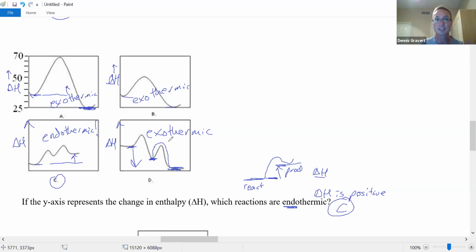Doesn't really matter. If you're trying to decide is this exo or endothermic, compare the starting and the ending points. Is it an overall decrease? Delta H is negative, they go down. Or is it an overall increase? Start to finish, no, we increase in energy. Delta H is positive, it increased. That one's endothermic. Reaction C.